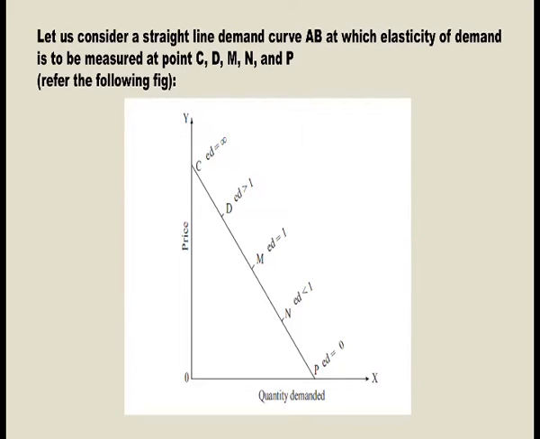Now, we can take the case of point D. At the point D, the lower segment of the demand curve is DP, whereas the upper segment of the demand curve is CD. Lower segment is higher than the upper segment, so we get the elasticity of demand more than 1. So, these are the different cases of elasticity of demand in the case of geometric method.